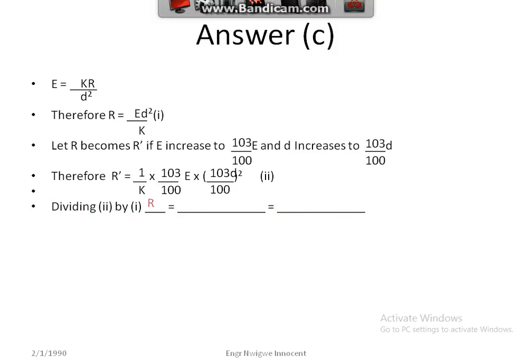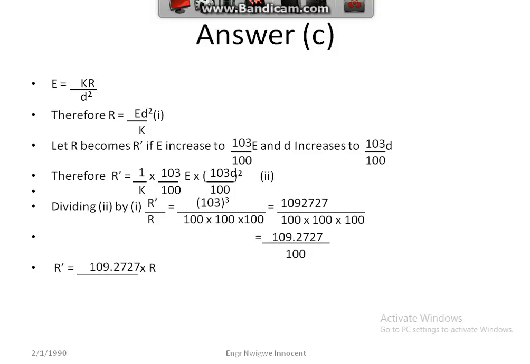Dividing equation 2 by equation 1, we have R prime over R, which is equals to 103 raised to power 3 all over 100 times 100 times 100, which will give us 1,092,727 all over 100 times 100 times 100. This is the same thing as 109.2727 over 100. R prime is now equals to 109.2727 over 100 times R. Therefore, R increases by 9.2727.